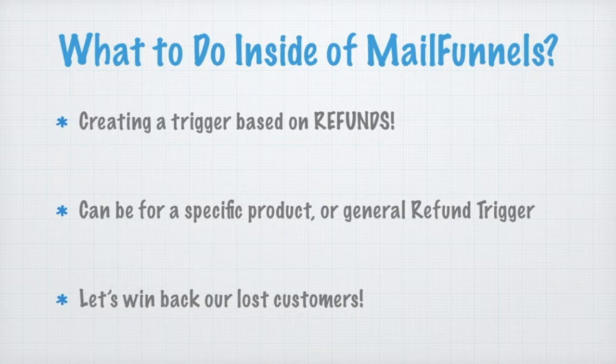And what I mean by this is that we could segment our refunds and say, well, maybe if Sally from Indiana refunds our pair of socks, then we'll give them 20% off on a pair of shoes, for example. Or we could go ahead and create a general refund trigger. So no matter what product is refunded, then they will still get the same sequence of emails.